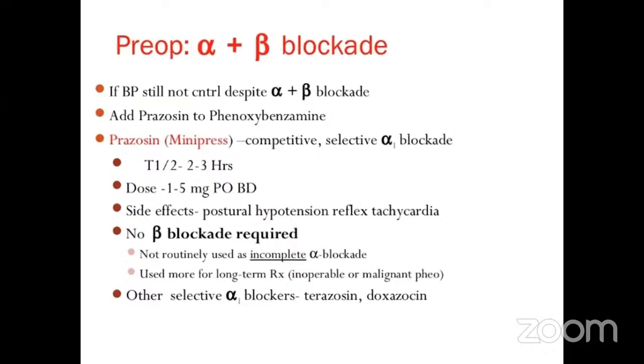If BP still has not subsided despite this alpha and beta blockade, we can add prazosin along with phenoxybenzamine. Prazosin is a competitive selective alpha 1 blocker. Its half-life is about 2 to 3 hours, and the dosage of prazosin is 1 to 5 mg orally. Side effects of prazosin cause postural hypotension and reflex tachycardia. No beta blockade is required because it is not routinely used, as it is an incomplete alpha blockade and is used more for long-term treatment. Other selective alpha blockers are terazosin and doxazosin.